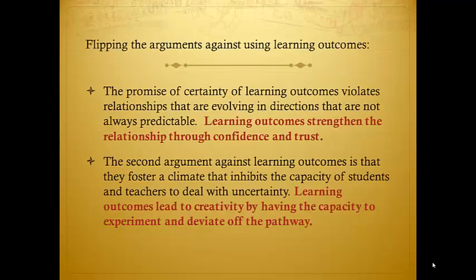By flipping these arguments around, you can see that learning outcomes actually do the opposite. In fact, learning outcomes strengthen the relationship between instructors and students by allowing for confidence and trust. And learning outcomes can lead to creativity by giving the capacity to experiment and deviate off the pathway, as they have this confidence where they feel that if they make a mistake, that's fine.